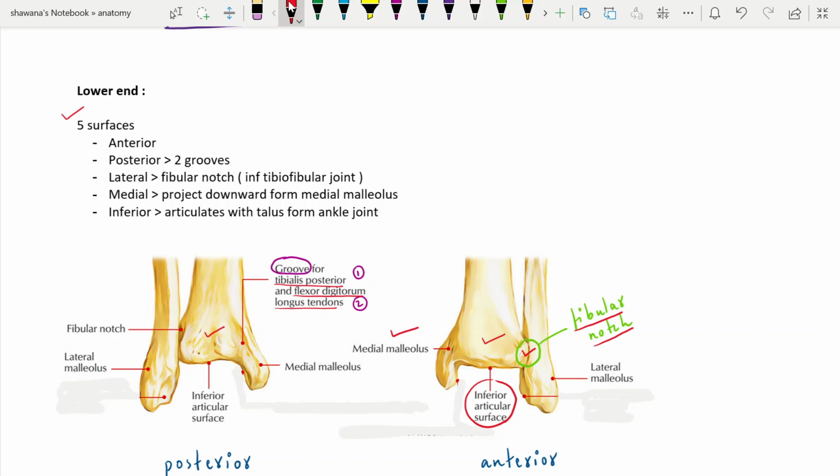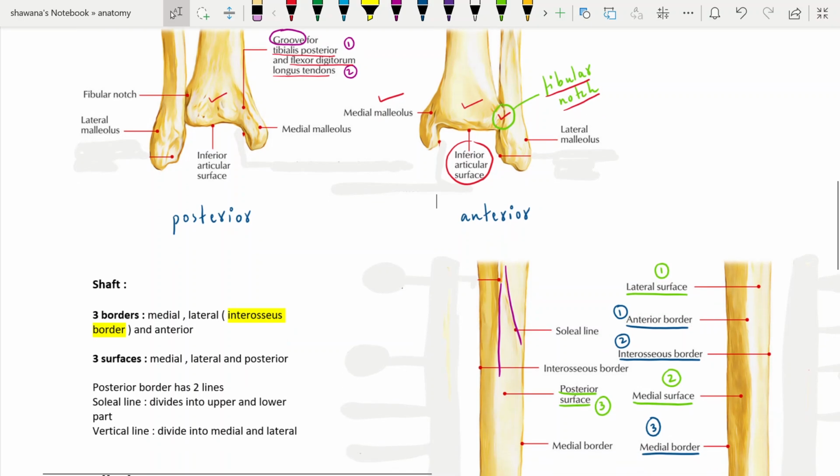So, five surfaces: anterior and posterior. The posterior has two grooves for the tibialis posterior and flexor digitorum longus tendons. Laterally, it has the fibular notch, articulating with the fibula to form the inferior tibiofibular joint. Medially, it forms the medial malleolus, and inferiorly, it forms an articular surface with the talus, one of the bones of the foot, which we'll discuss in the next lecture, to form the ankle joint. The tibia is almost done.